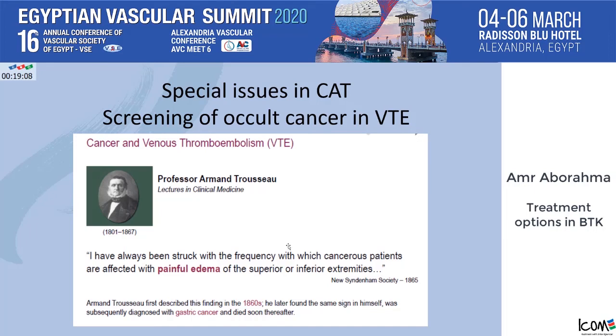In our practice, we see a patient with DVT and the diagnosis of DVT, and then prescribe him a treatment, and then the patient comes after a few months with cancer. So here comes the question: can deep venous thrombosis be used for screening of occult malignancy? We all know Armand Trousseau. He said in his textbook in 1960, "I have always been struck with the frequency with which cancerous patients are affected with painful edema of the superior and inferior extremity."